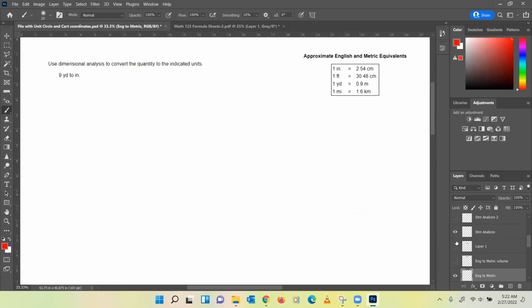Let's see. I wanted to now take a look at something like this problem, where it says use dimensional analysis to convert the quantity to the indicated units. Now, I would like to point out that if I had 5 and I multiply that by 1, I get 5. If I have 7 and I multiply that by 1 and that by 1, 7 times 1 times 1 is 7. Notice I can multiply anything by 1, lots of ones, and it will be exactly the same. So that's what we're going to do with this idea of dimensional analysis.